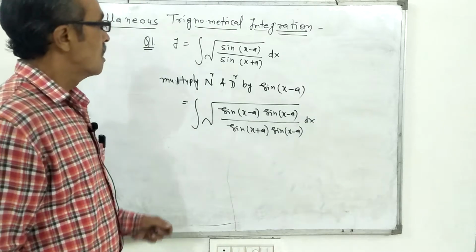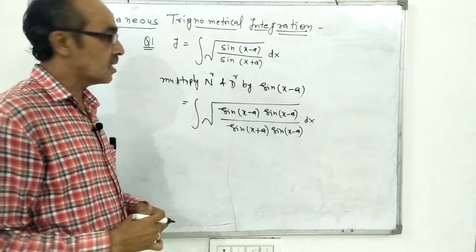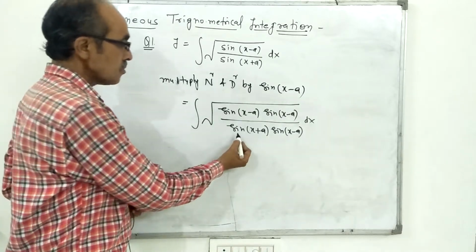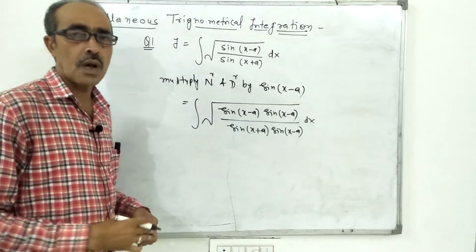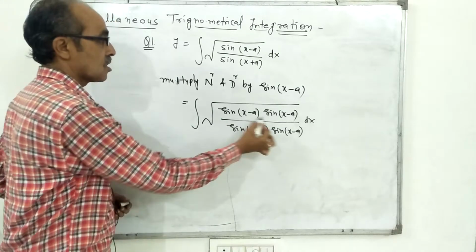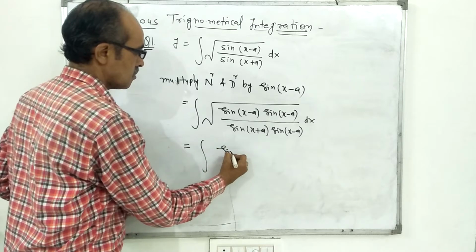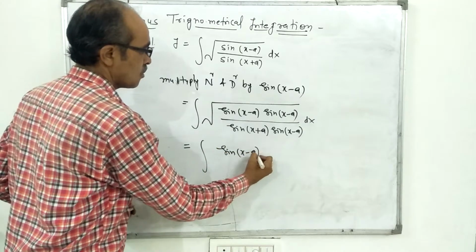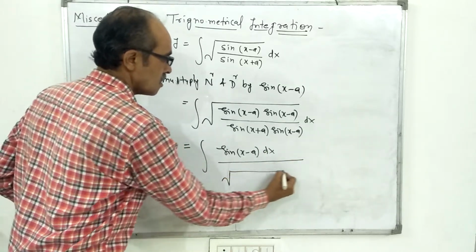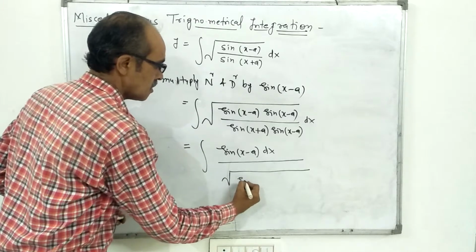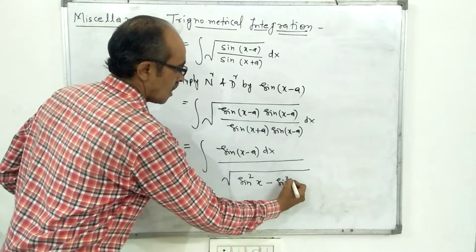In this operation, multiplying the numerator and denominator by sin x minus a, there is the identity: sin x plus a times sin x minus a is equal to sin square x minus sin square a, and this term is without the root. So here is sin x minus a dx divided by the root of sin square x minus sin square a.